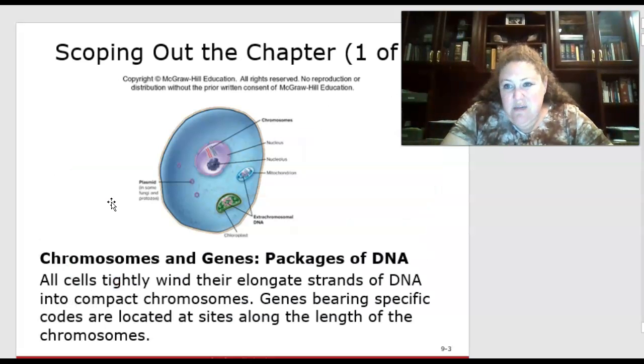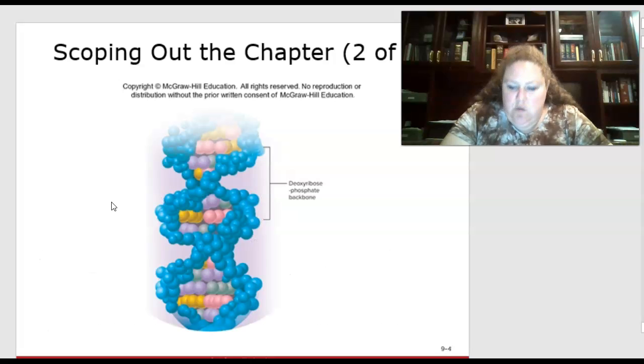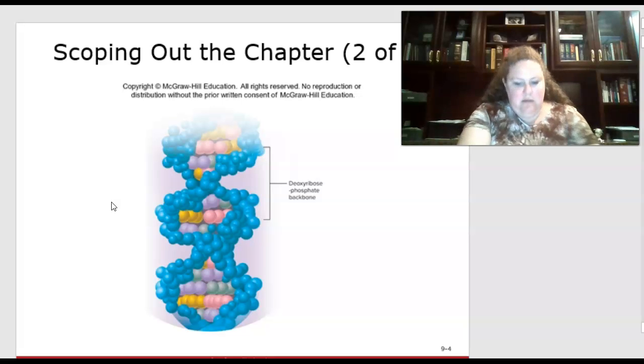So basically, what are we talking about in this chapter? Well, a whole bunch of genetics. Chromosomes and genes, the packages of DNA. What are chromosomes? They're elongated strands of DNA tightly wound into compact chromosomes. And these would be genes that are bearing specific codes, and they're located at sites along the length of the chromosome.